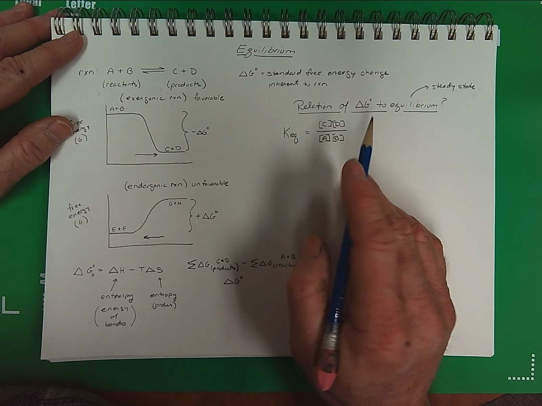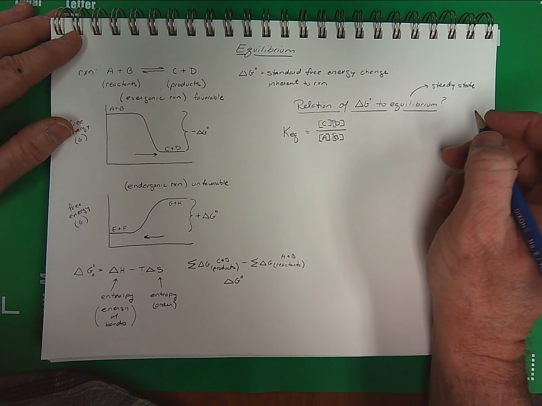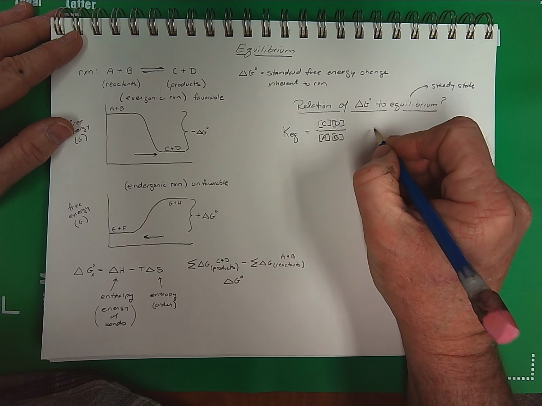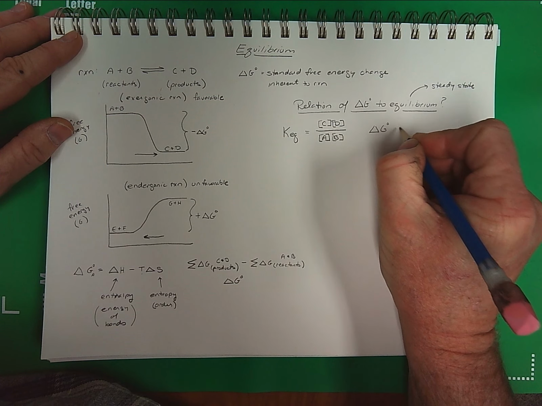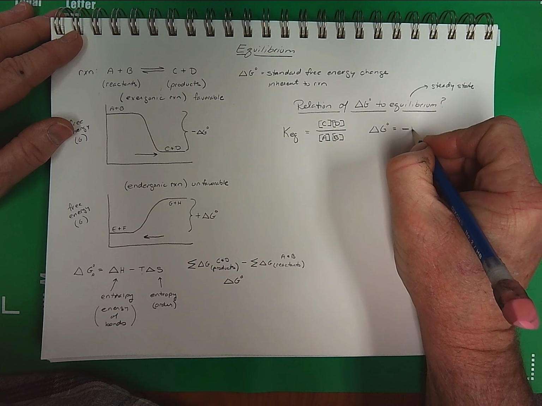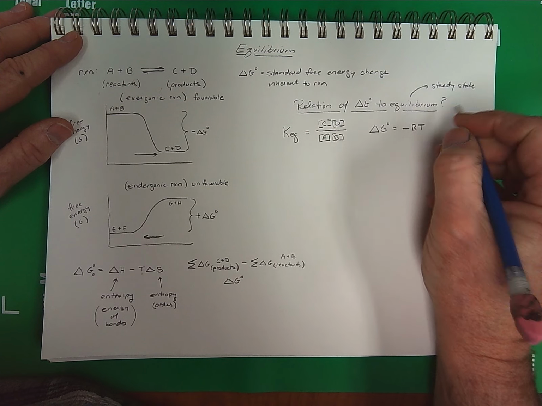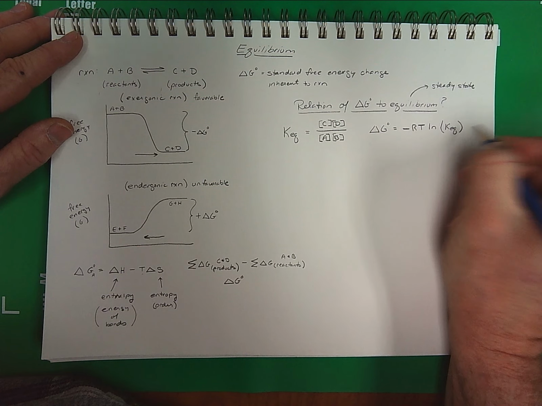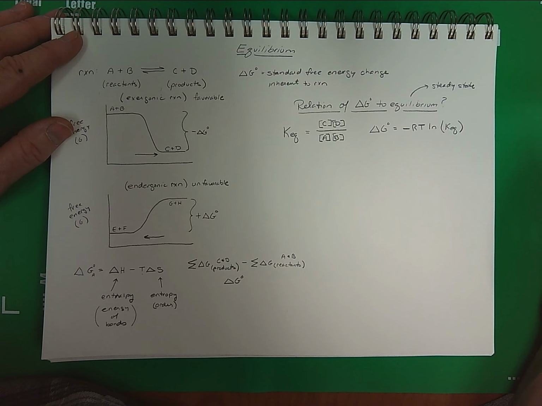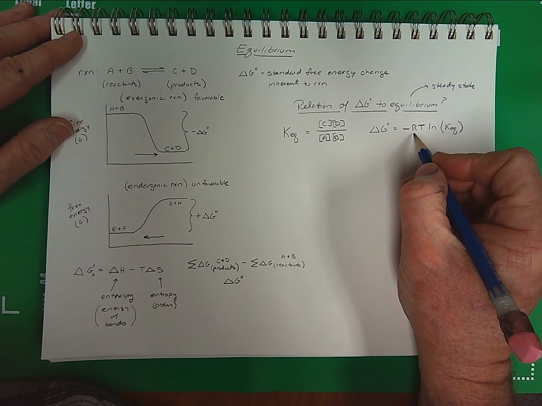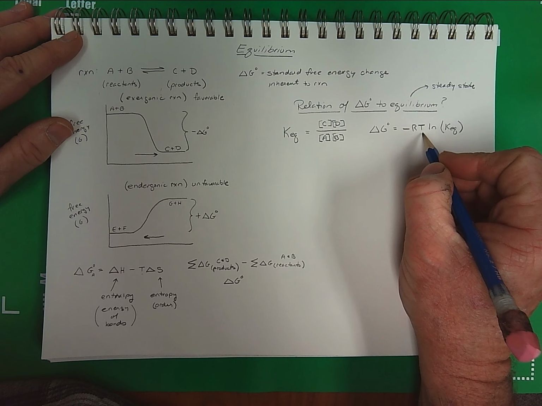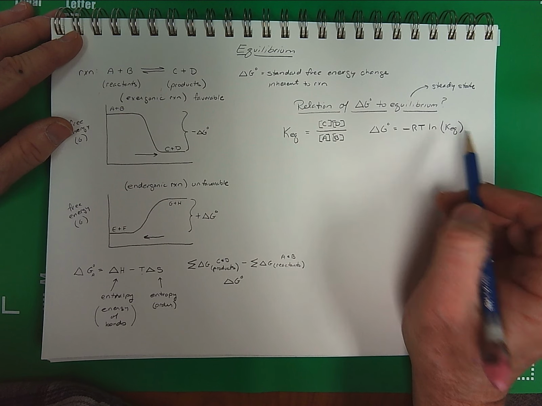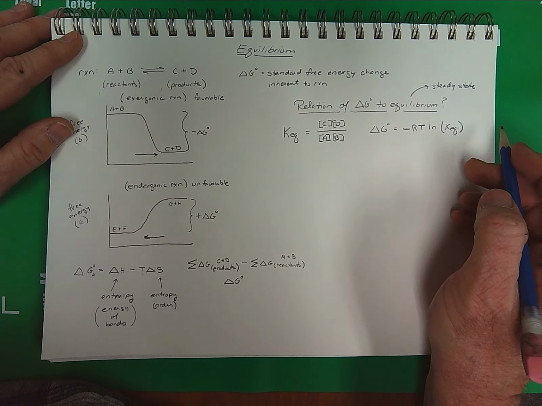Now this value here is related to delta G, and we can calculate delta G 0 from this, or we can calculate the equilibrium constant by this equation. Delta G 0 equals negative RT times the natural log of the equilibrium constant. R, of course, is the gas constant. T is temperature, so these are constants. So our variable in here is our equilibrium constant.